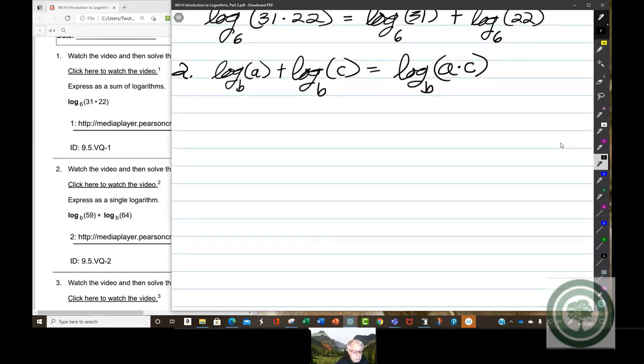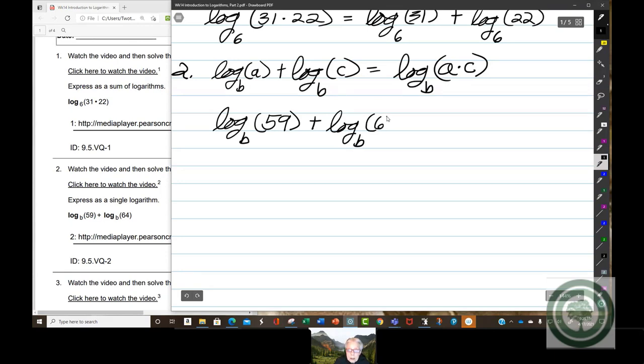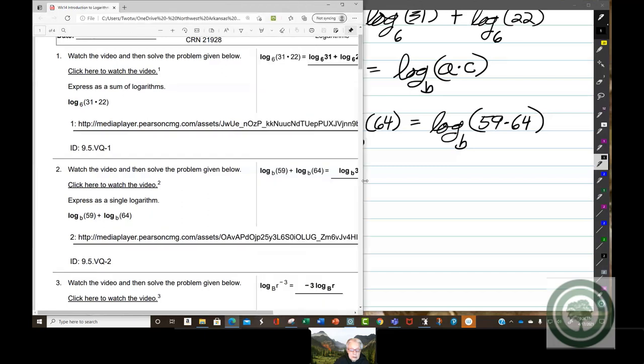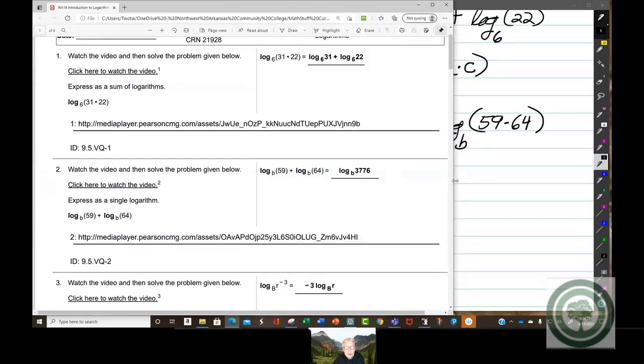All right, so the second problem in your homework is log base B, that means to any base, log base B of 59 plus log base B of 64. What does that equal? Well, how about log base B of 59 times 64? Yes, and there are the answers, only this time with no warning, they actually want you to multiply.